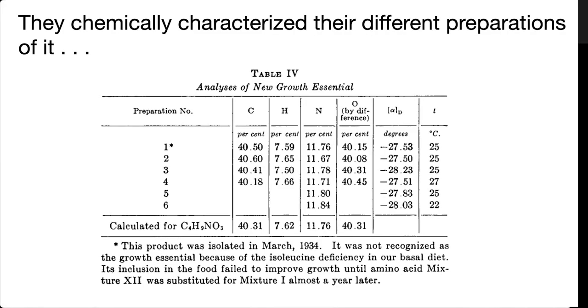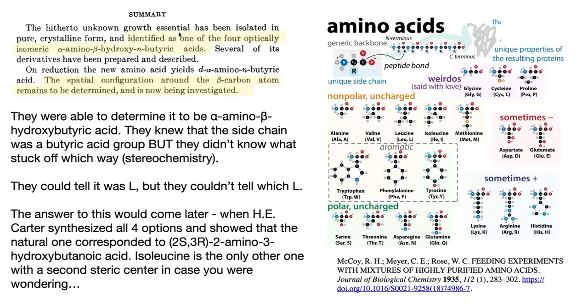They wanted to characterize this new essential, and so they did a number of different chemical tests on it: figure out how much of each element it had, find out its chemical composition in terms of the makeup of its different atoms, find out the way that it rotates light, find out its melting temperature, things like this. A variety of chemical tests to try to figure out what it was. They were able to identify it.